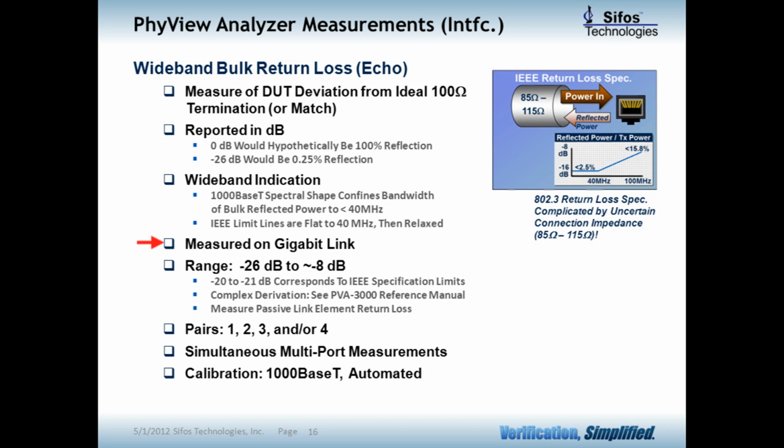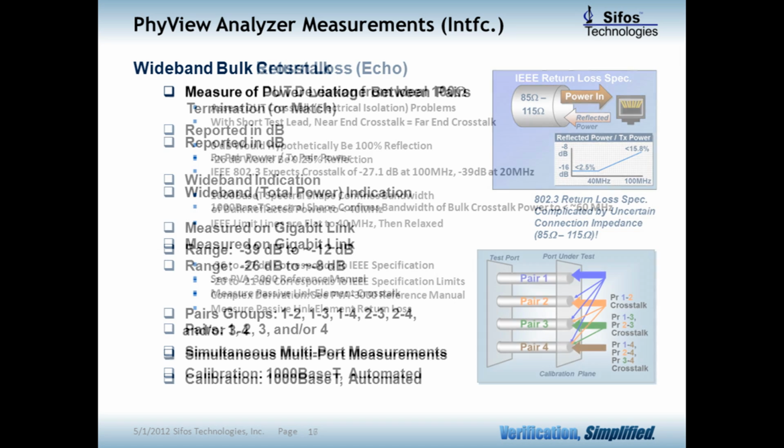The wideband return loss measurement is only made on 1000 base T ports, though its relevance applies to all link rates. It offers a measurement range from minus 26 dB to about minus 8 dB. Measurements can be made on pair 1, 2, 3, and/or 4. As with PSD and SNR, measurements can be performed on multiple test ports simultaneously. Wideband return loss is a locally calibrated measurement along the lines of PSD described earlier.